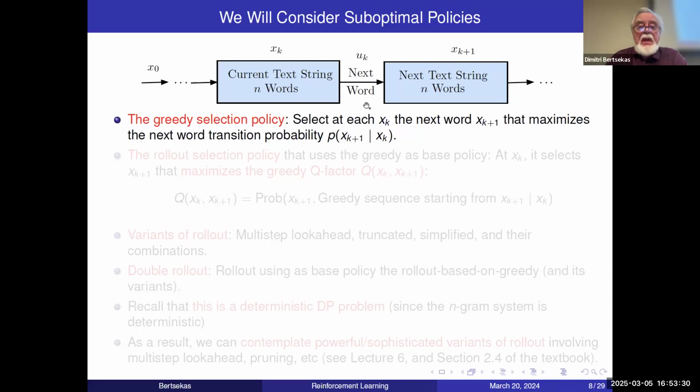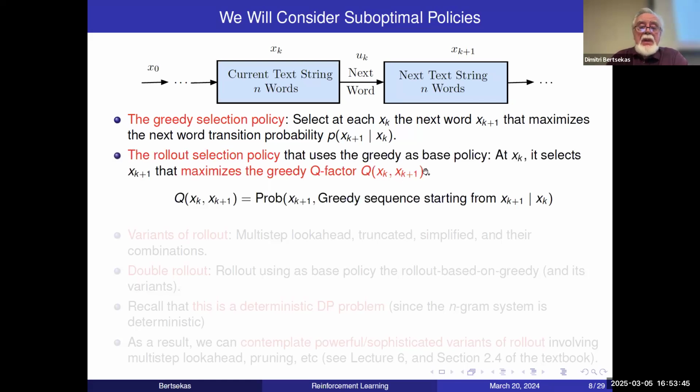That's what a lot of these next word prediction programs that you use in texting use. They use a greedy policy. So that's one possibility that generalizes. And we can also use a rollout policy that uses the greedy policy as a base policy. So how does that work?